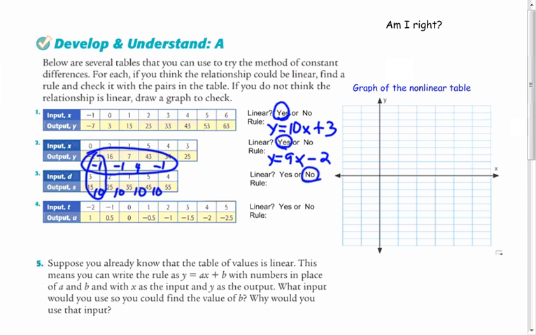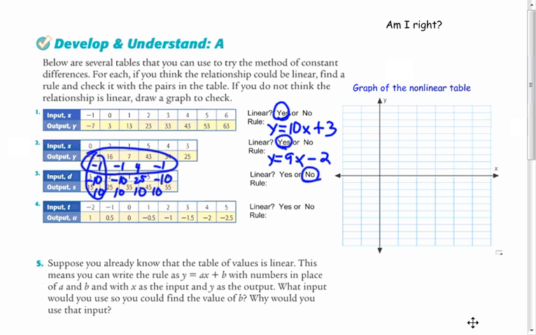So 10 divided by negative 1 is negative 10. So that means I'm going down 10 there, down 10 there. 10 divided by 4 is 2.5, and 10 divided by negative 1 is negative 10. So what that's telling me is we don't have a constant rate of change, that it's fluctuating. So we're going to go with our no.